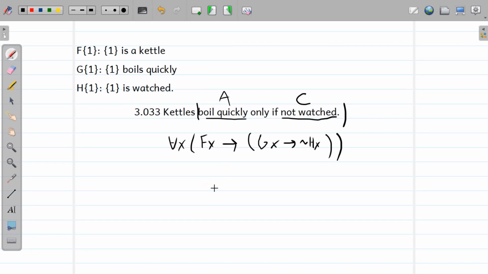That okay? Not all of you are happy with this, but none of you are objecting. Yeah? Only if not watched, so shouldn't it be antecedent? No, because what comes after the only if is the consequent. Right? Yeah.